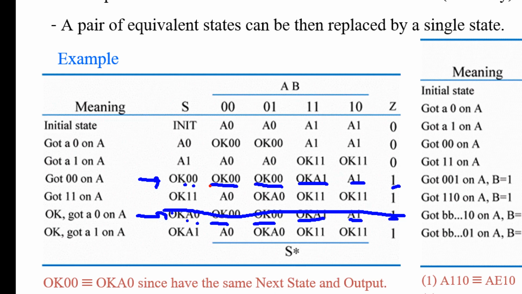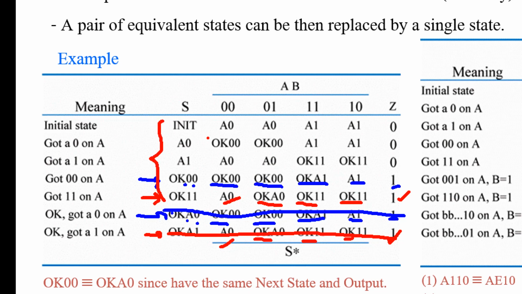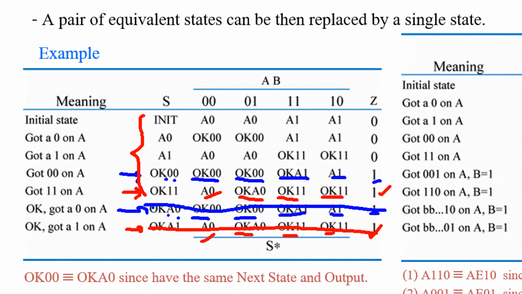For example, the states OK A1 and OK 11: same next state, same next state, same next state, same next state, and same output. So you can remove one of them. And now you get 5 states in the previous state output table.